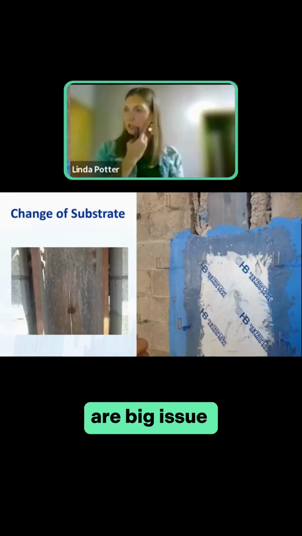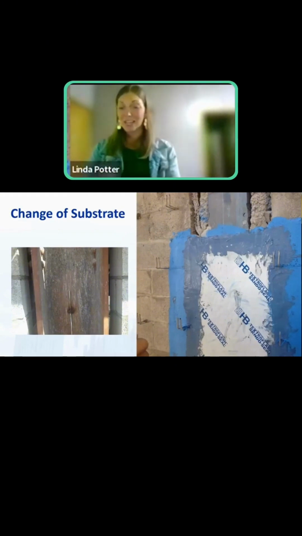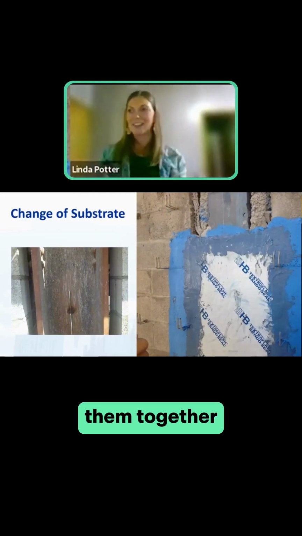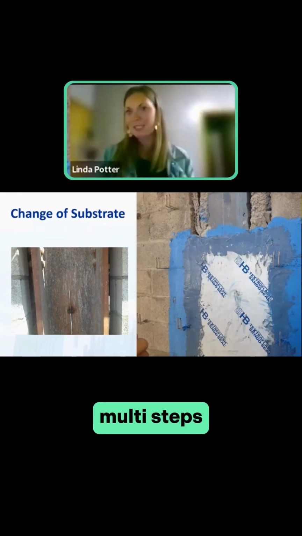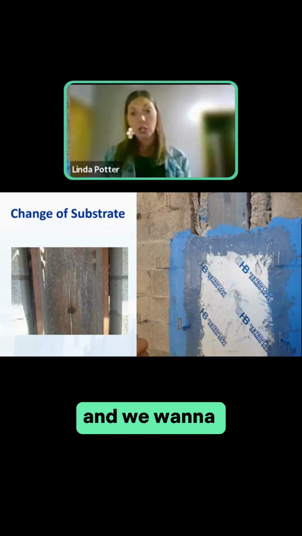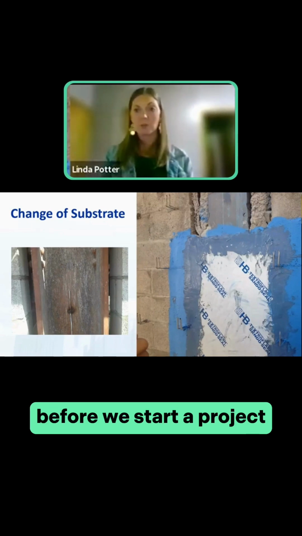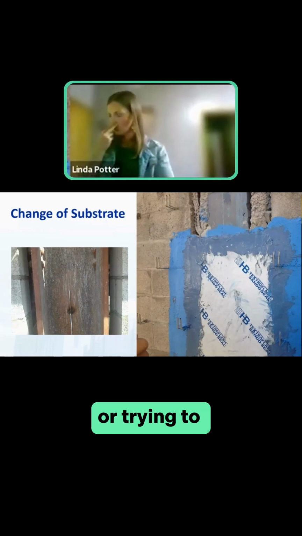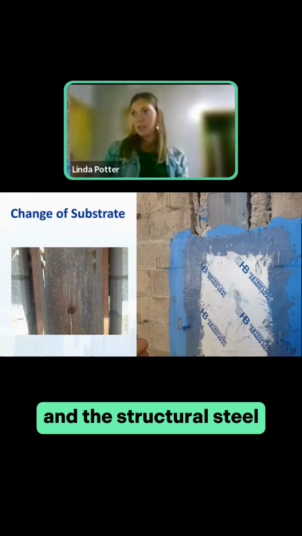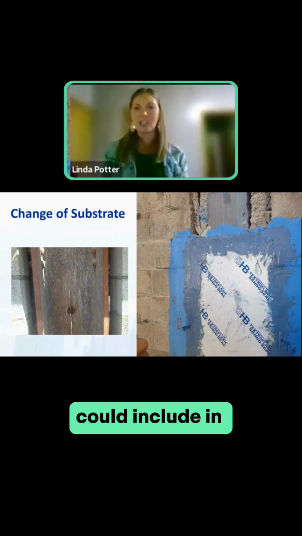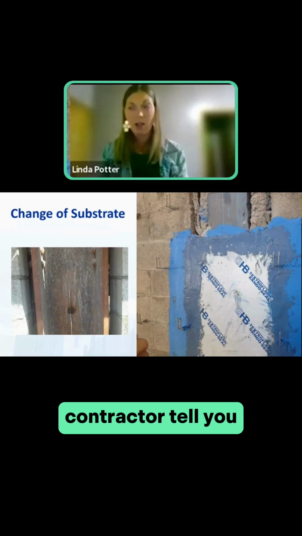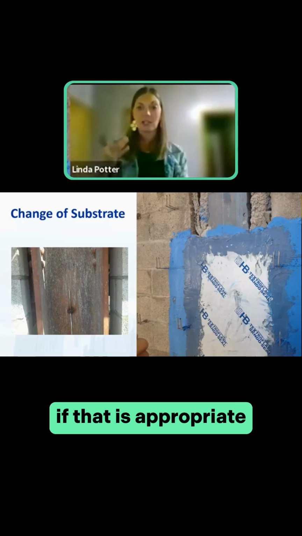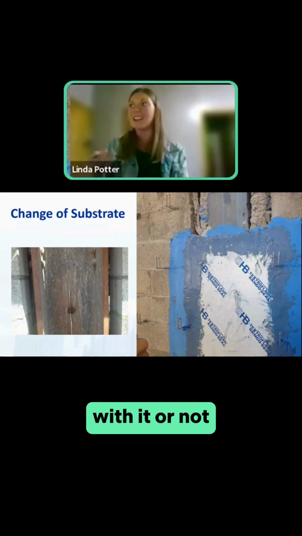Change of substrates are a big issue, where one trade stops, the next starts, and who's bringing them together. Oftentimes they incorporate multiple steps to get something detailed properly, and we want to know what those are before we start a project. For instance, we're trying to fill the gap between the CMU and the structural steel, and by the way, there are a lot of different ways this could be done. I would have your contractor tell you how they want to do it, and then you decide if that is appropriate or you agree with it or not.